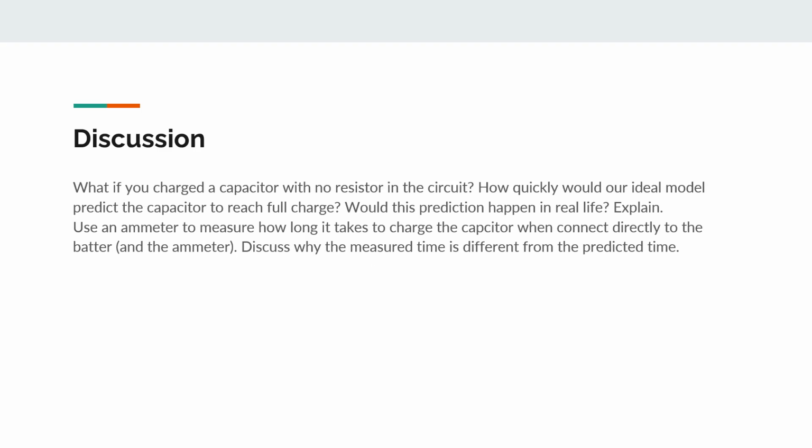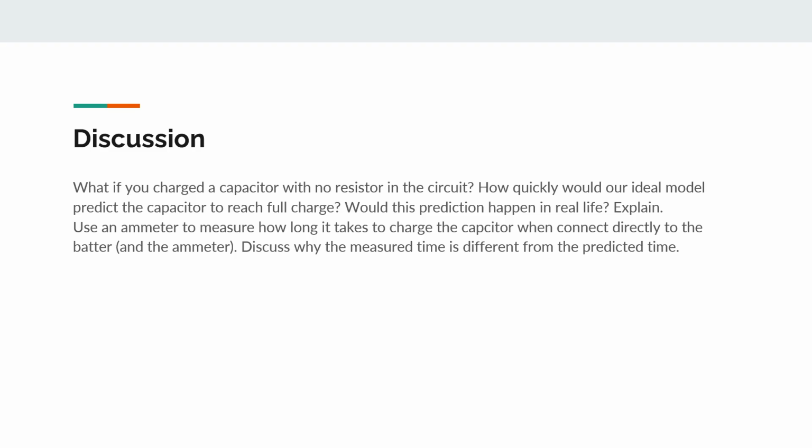For our discussion, what if you charged a capacitor with no resistor in the circuit? How quickly would our ideal model predict the capacitor to reach full charge? Would this prediction happen in real life? In our ideal model, the capacitor would reach full charge instantaneously, since according to the loop rule, the sum of all voltages around any loop in a circuit equals zero. Also, to satisfy Ohm's law, when resistance is zero, the current must be infinite, instantly charging the capacitor until its potential difference is equivalent to that of the battery.